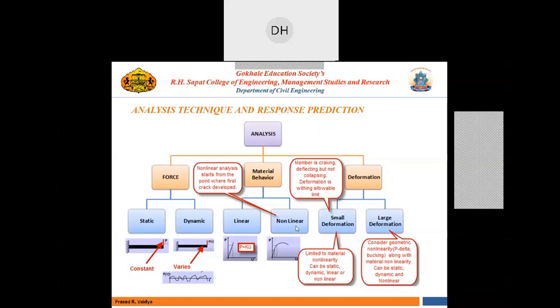Material behavior has two types. One is linear type analysis and another is non-linear, where in linear, force and deformation are proportional to each other. That means the behavior between force and deformation is linear up to a certain point. So once you know the force, you can calculate the deformation. They are related to each other. So this is a linear type behavior, and Hooke's law is obeyed. It is within the elastic limit, of course. So the structure is within the elastic limit. There is no plastic deformation. So that is your linear type behavior.